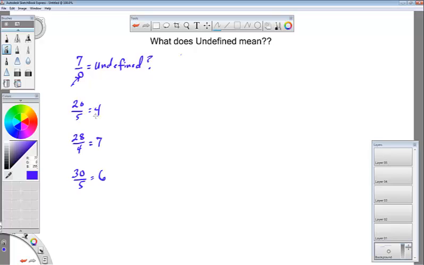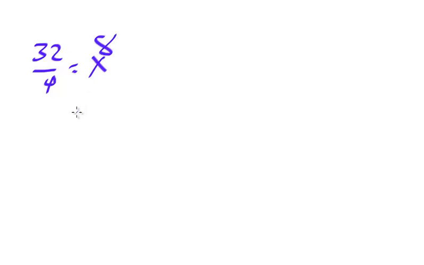5 times 4 equals 20. 4 times 7 equals 28. 5 times 6 equals 30. So now if I put a number here, say 32, and I divide it by 4, and I say that equals x, you could say 4 times what number equals 32, and that would be 8.